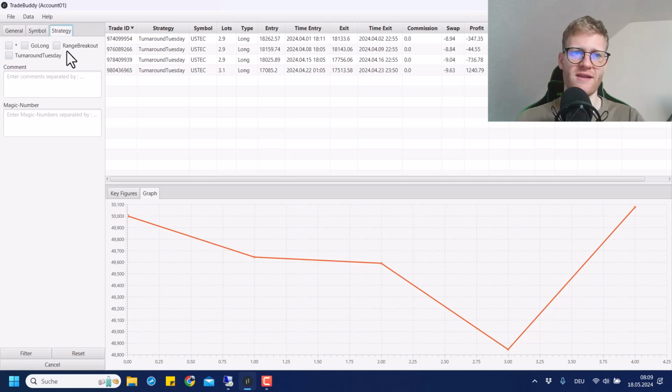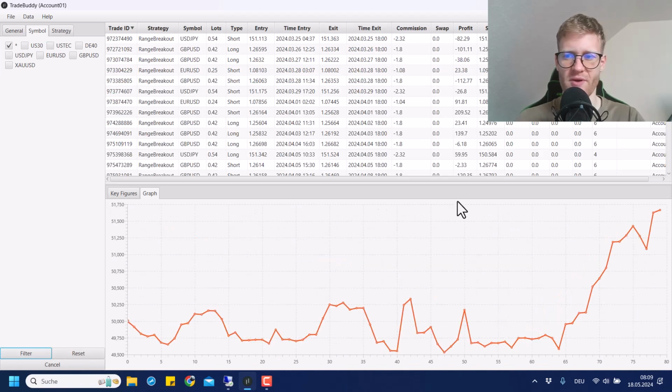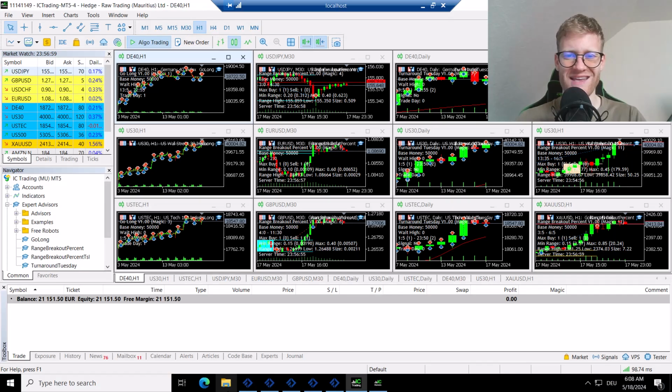So let's quickly go to the range breakout strategy. This is the performance in all of the symbols. As I said before, I traded in USD Japanese yen, Euro US dollar, GBP US dollar, DE40, US 30, and gold. So all of these 6 charts use the range breakout strategy.